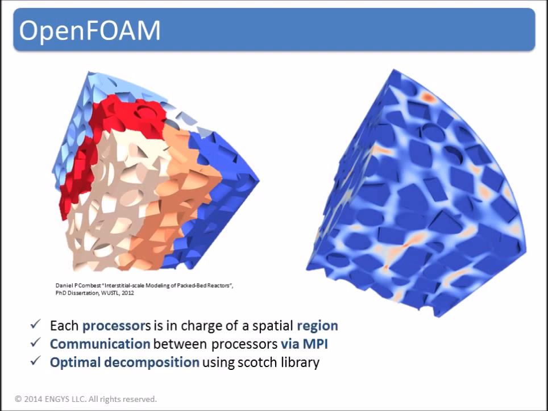So each processor is in charge of a spatial region. The communication is done via MPI, and you can do optimal decomposition. So how do you break these domains up? Well, you can do this using other libraries like Scotch.